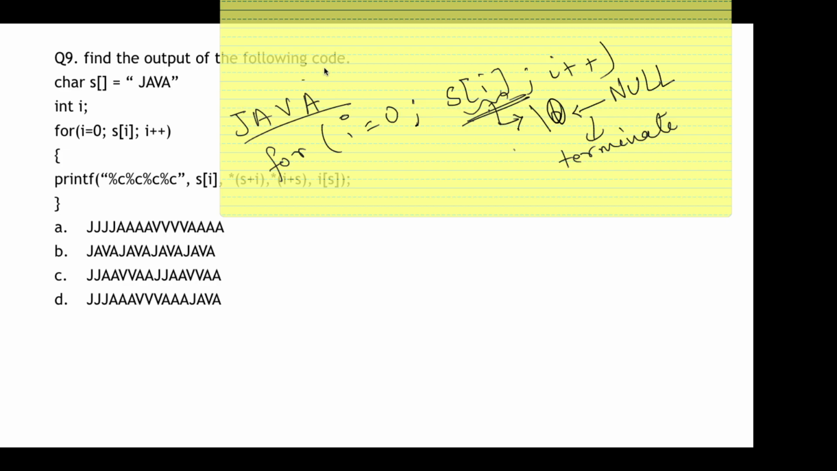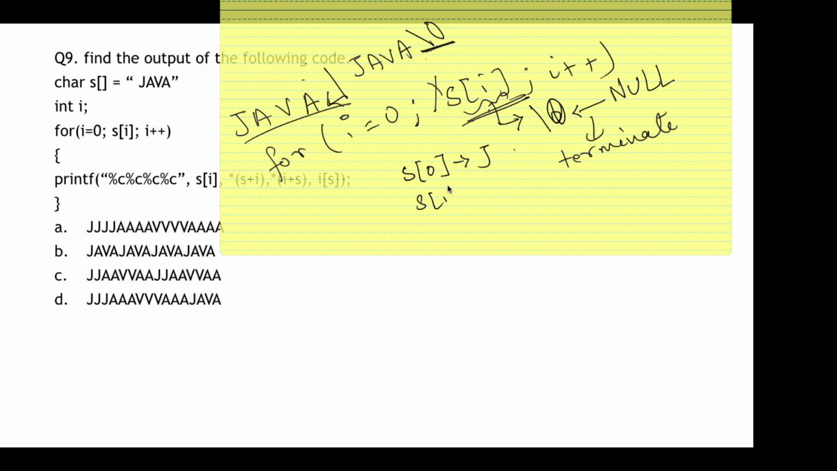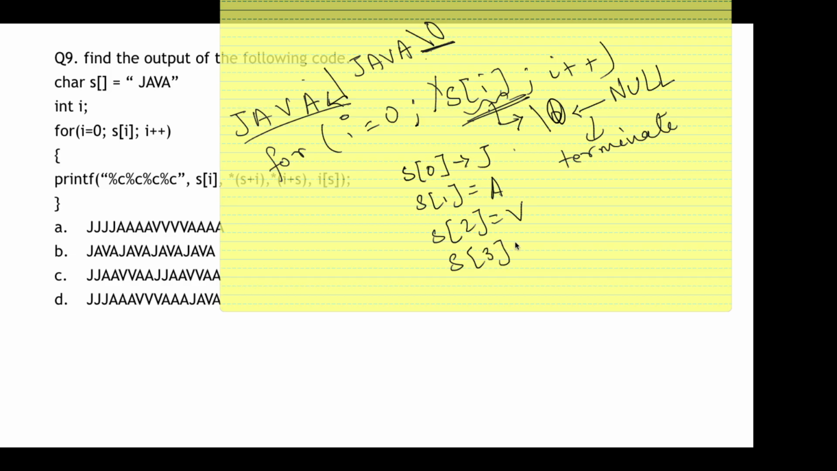Like after writing Java, I'll press enter, right? So after JAVA, after A, there is nothing but a null character. So the loop will understand that it has to terminate. Now at s of 0 it will have J, at s of 1 it will have A, at s of 2 it will have V, at s of 3 it will have A.